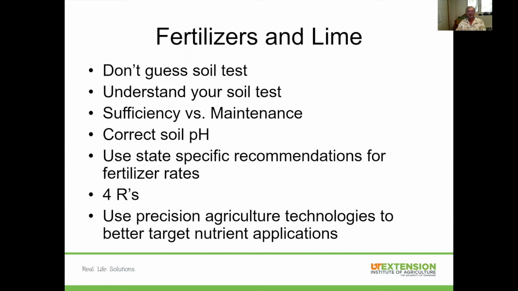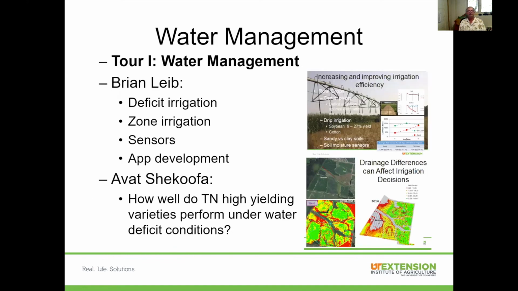And we know it's very important to use state-specific recommendations for our fertilizer rates. Following the 4 R's, which is a series of principles that the Fertilizer Institute is promoting: the right rate of fertilizer, the right type of fertilizer, at the right time, and the right placement. We know that there are some precision ag technologies, particularly variable rate applications of fertilizers, that are also ways to better target our nutrient applications.